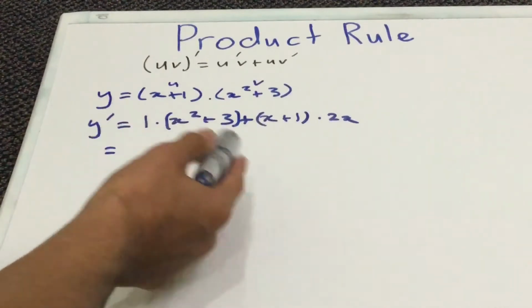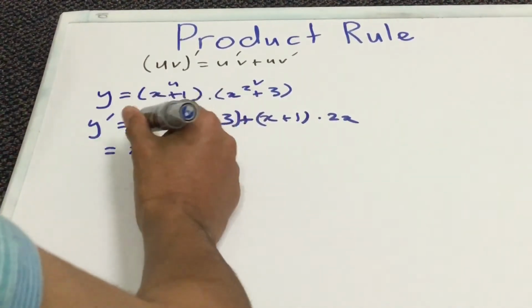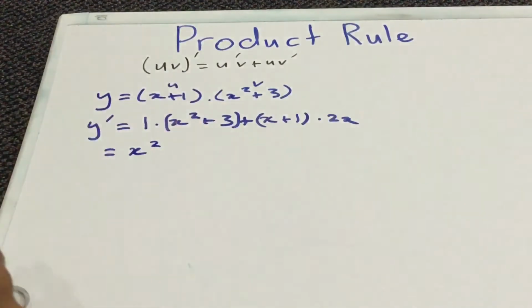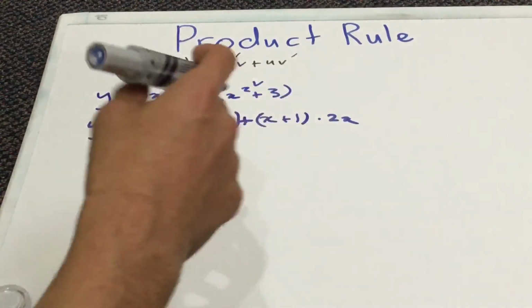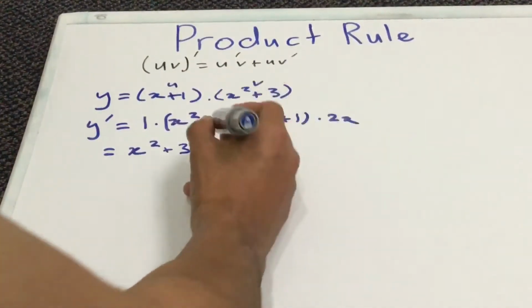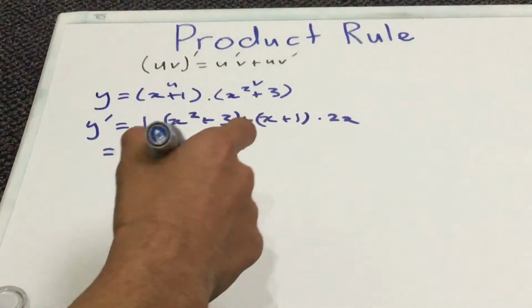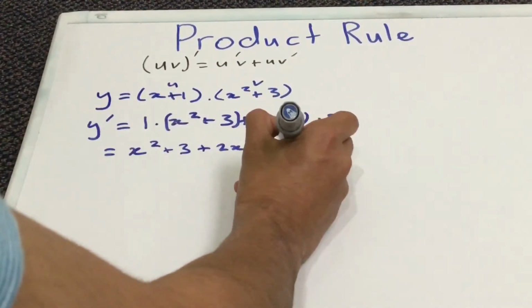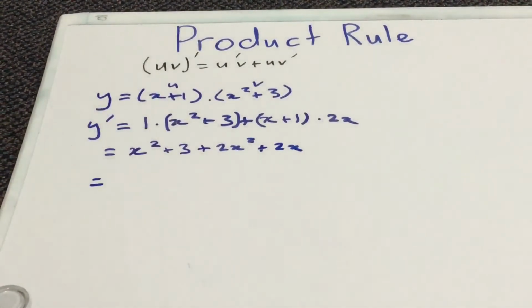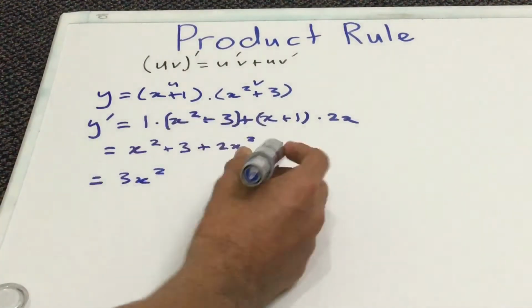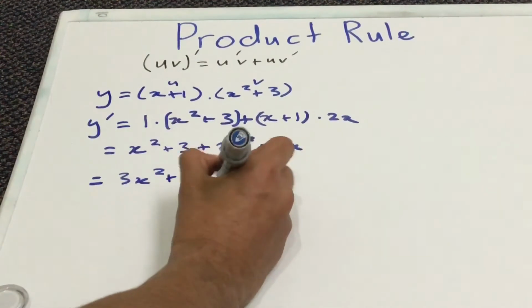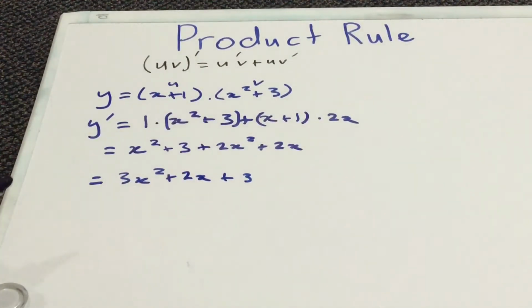Now you just have to multiply it out. 1 times x squared is x squared, and then 1 times 3 is 3, and then add 2x times x, which is 2x squared, and then 2x times 1, which is 2x. You have to check if you can bring the like terms together, which you can. 2x squared plus x squared becomes 3x squared, and then plus 2x plus 3. So that's your answer.